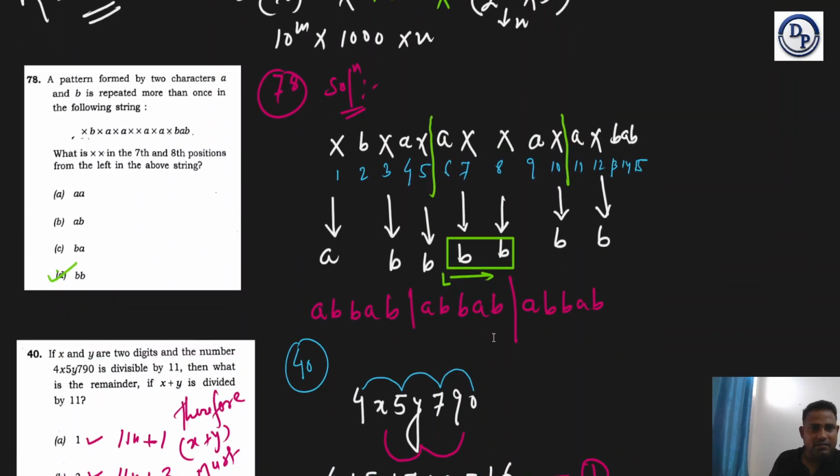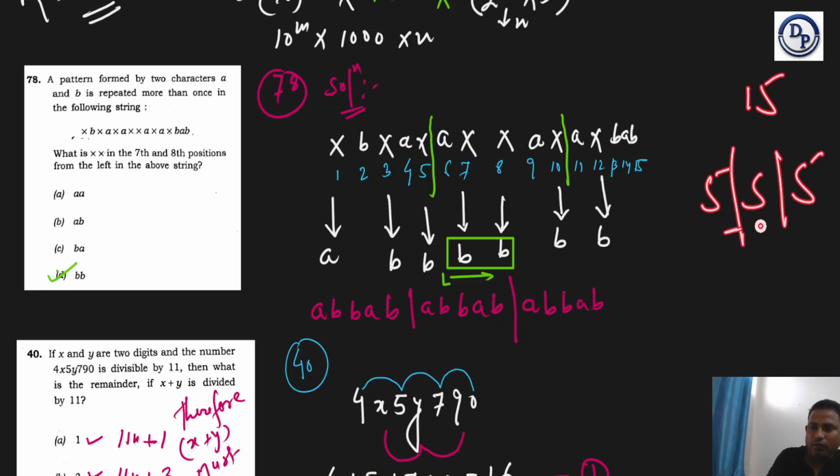The next problem is: a pattern formed by two characters A and B is repeated more than once in the following string. So I have written the string here: cross B, cross A, double cross A, cross A, cross B, A, B. The first trick which we have to play here is to count the characters first of all. We found it 15. So 15 can be divided into groups of 5, 5, and 5. So I did the same: 1, 2, 3, 4, 5. This is 5. This is 5.